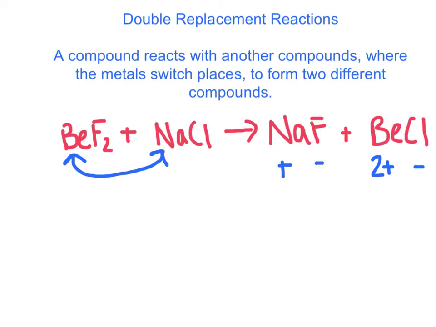1 plus and 1 minus balance out, but this is not. I need 2 chlorines. I'm going to have to squeeze it in. 2 chlorines to balance out the 1 beryllium. All right, and there is my final answer for that reaction.